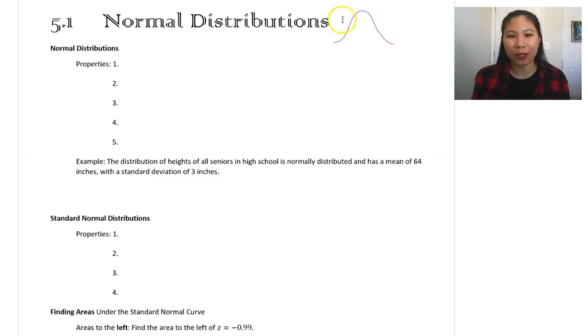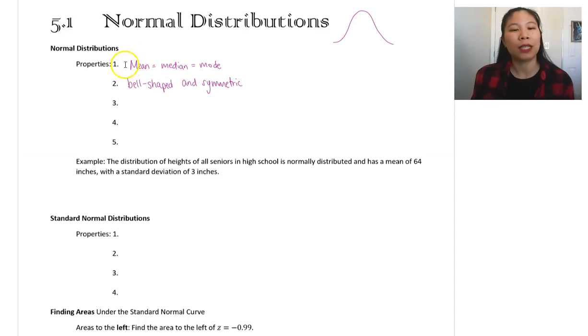In this bell-shaped curve, there are a few properties that I want to talk about. The first thing is that the mean, median, and the mode are all the same number in a normal distribution. The mode is usually the tallest point, but the median, because it's symmetric, is going to be right in the middle as well. And the mean is also going to be right in the middle because it's symmetric. So our first two properties: the mean is the same as the median is the same as the mode, and the shape of this distribution is bell-shaped and symmetric.